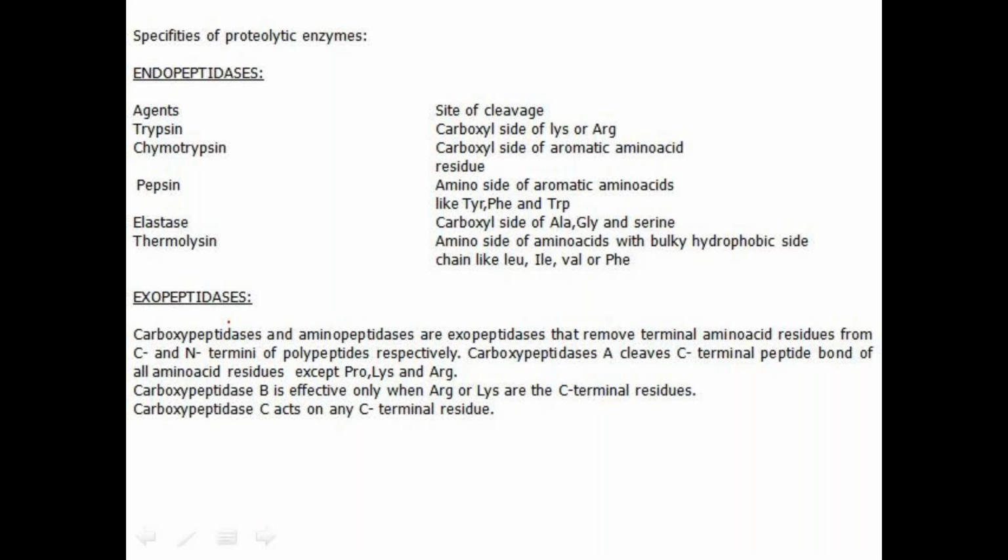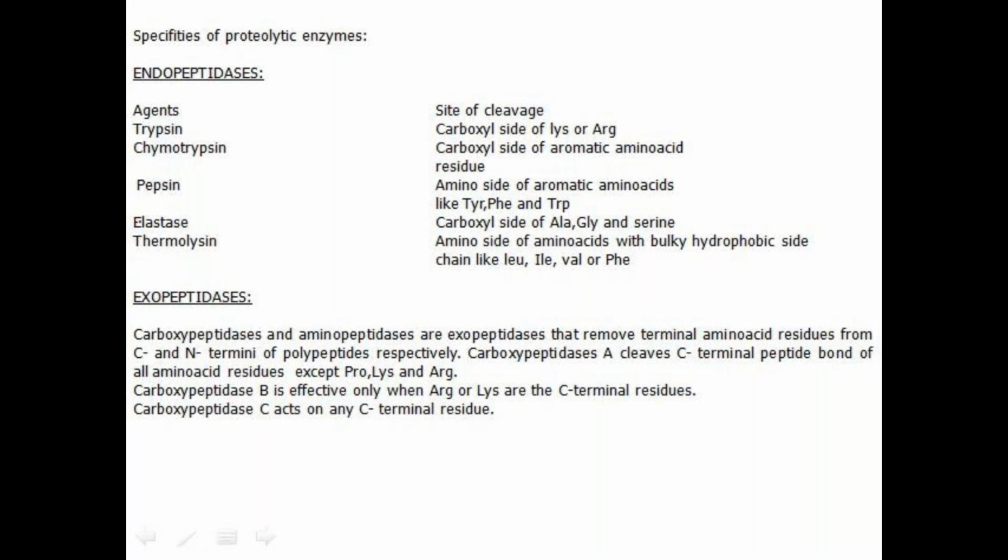What are the types of endopeptidases? We use different agents for endopeptidase activity, mainly trypsin, chymotrypsin, pepsin, elastase, and thermolysin. These are the main enzymes used for endopeptidase activity. Different enzymes have different cleavage sites; they act at different sites in the amino acid sequence.